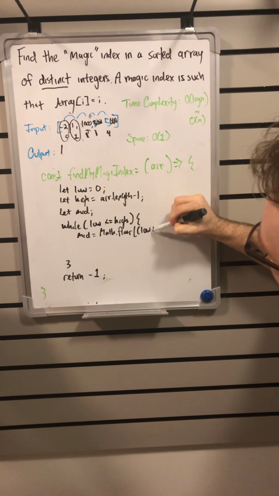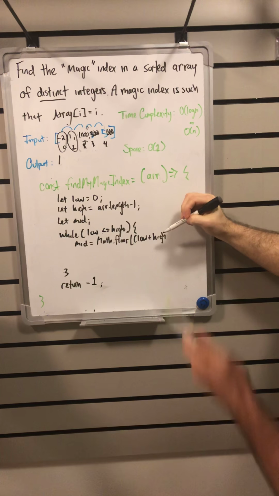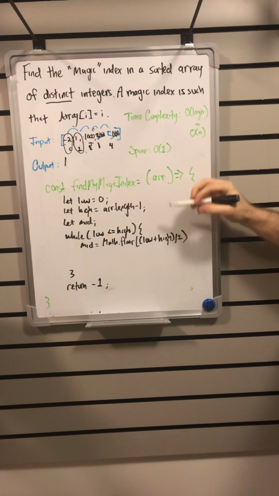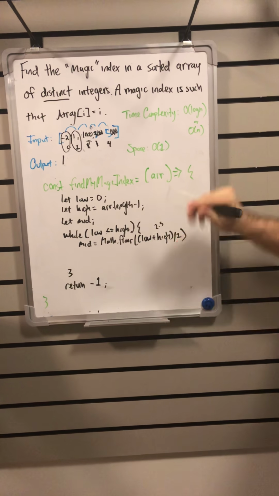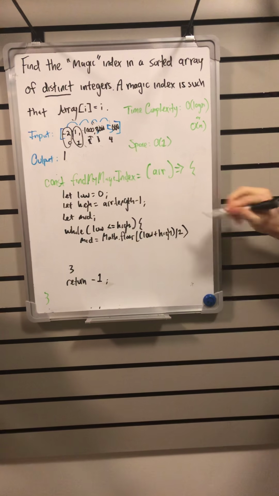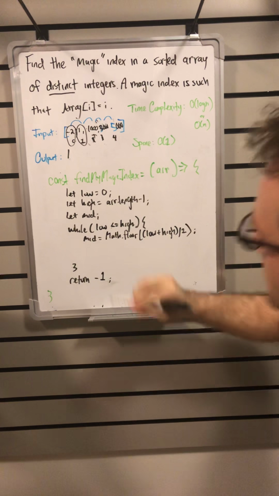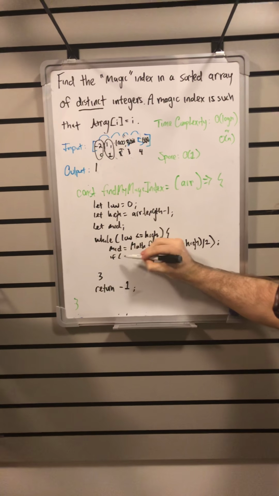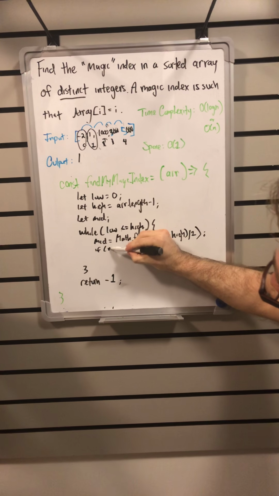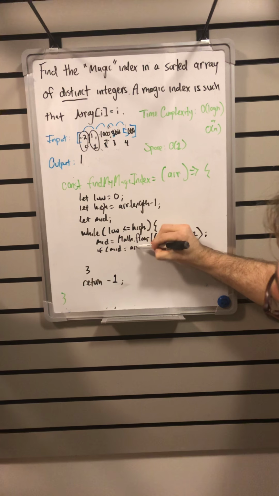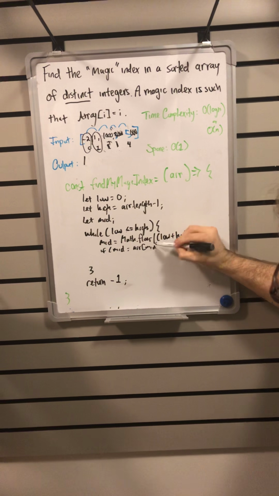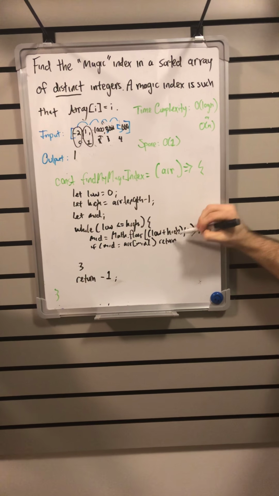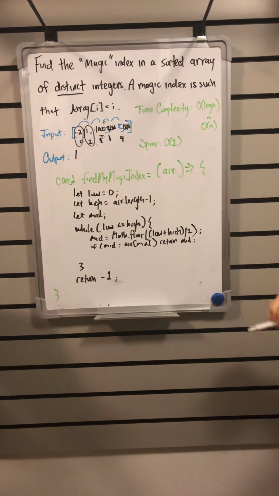All right, low plus high. Inside, we're going to pass in low plus high divided by 2. So that way, if we get a float, we're going to floor it down. Perfect. Then once we do that, we're going to say if the mid is equal to the element where mid is in the array, then we are just going to simply return mid.